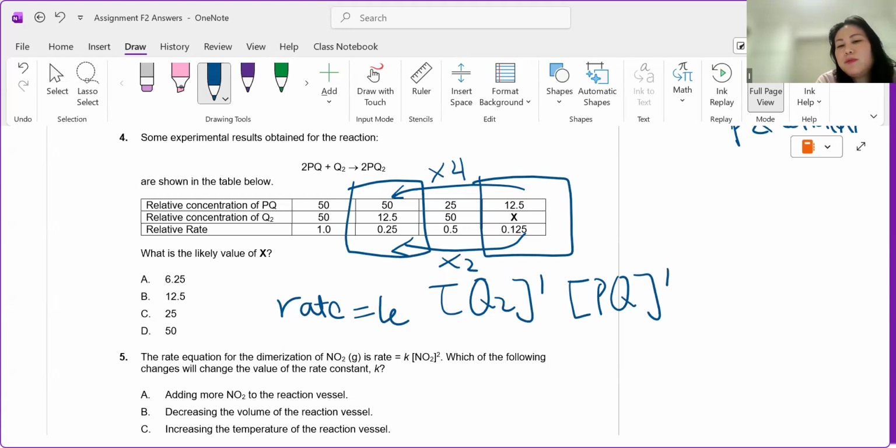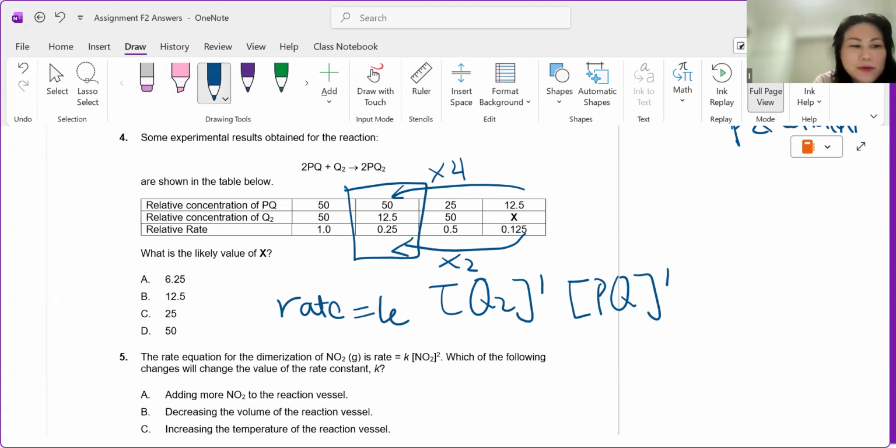So if the concentration increased by 4 times, I would expect the rate to increase by 4 times, right? But it didn't. It only increased by 2 times. Why? Because X should be a value that is bigger. Okay, so X must be a value that is bigger than 12.5. So if we look at the solution, the answer is C, 25.